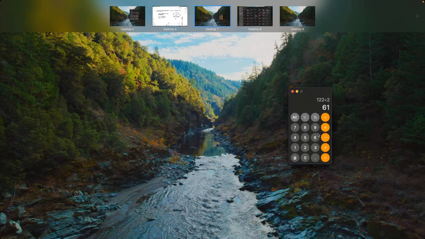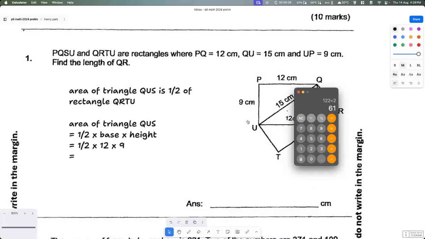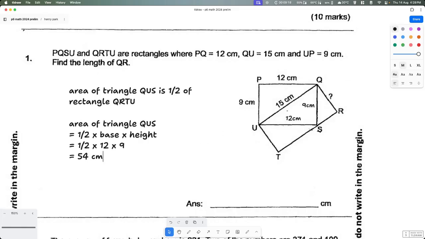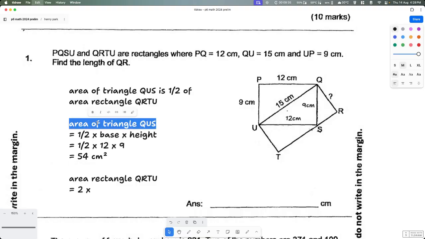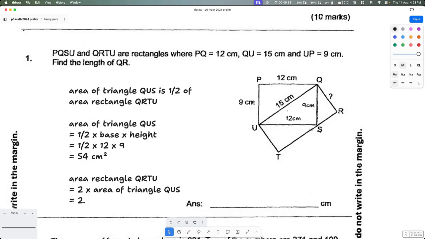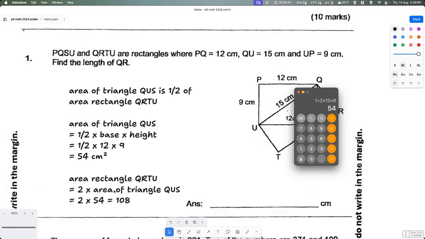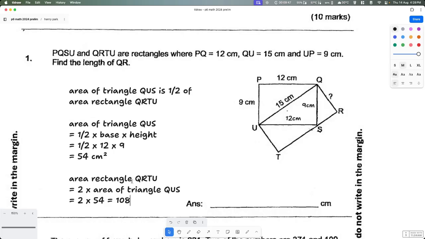Half times 12 times 9. This will give us 54 centimeters square. So now we know that the area of triangle QUS is 54. That means the area of rectangle QRTU is basically 2 times the area of triangle QUS, which means it's 2 times 54. So this will be 108. Let's double confirm. Multiply by 2 is equal to 108.